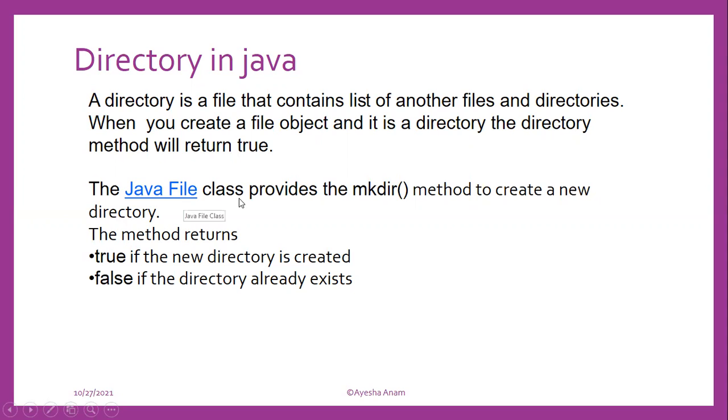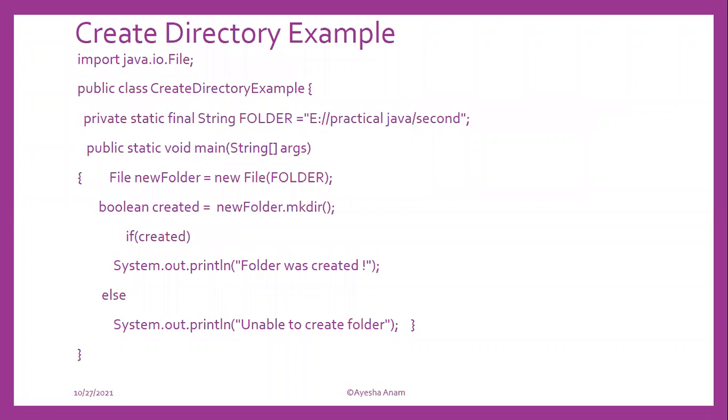So the Java File class provides the mkdir, make directory, method to create a new directory, and it will return true if the directory is created. If you have used the mkdir method and the directory is created, this method will return true, and if the directory is not created, it will return false, or if it already exists, it will return false. Now, an example for creation of a directory using the File class.